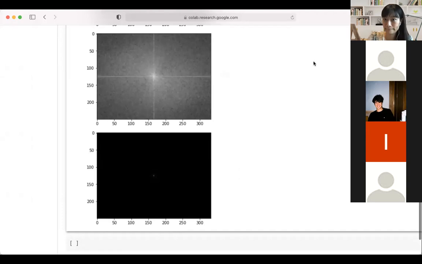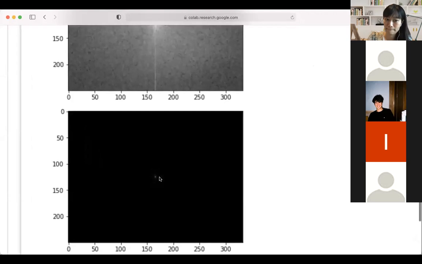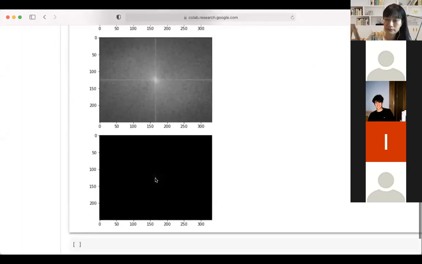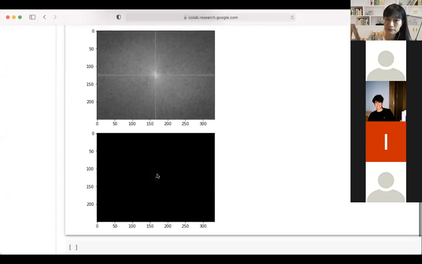Okay, so here the white part represents the strength of the frequency, right? Yeah. So that means in the top picture, the white part is the strength, and whether it's low frequency or high frequency, the strength is a positive number and it would be white anyway, right?